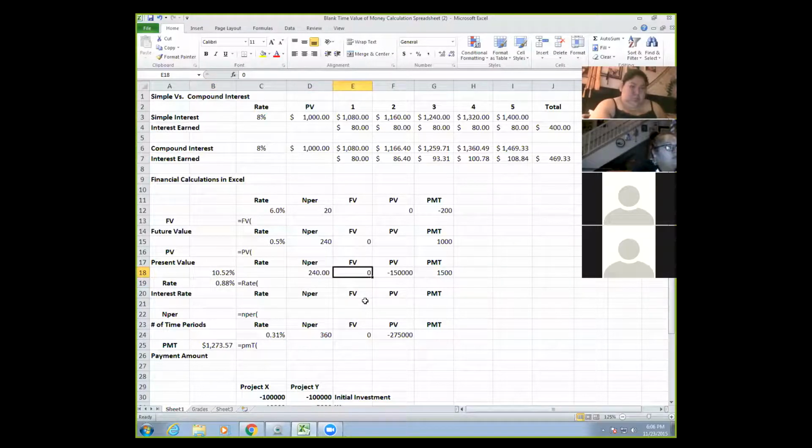Future value of 0, you're not getting anything in the future. Right now, it's costing you $150,000, negative 150,000 present value. In exchange for that, you're getting $1,500 a month for 240 months. That gives you a monthly interest rate of 0.88%, or a yearly interest rate of 10.52%.